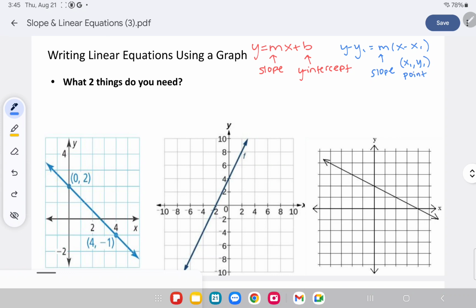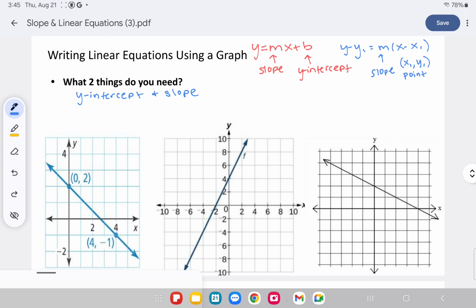When we have a picture of a graph, typically, we will be able to see the y-intercept along with the slope. If you can see the y-intercept well, we will use slope-intercept form. If we can't see the y-intercept well, then we'll use point-slope form. In each of these examples, we will be able to see the y-intercept.